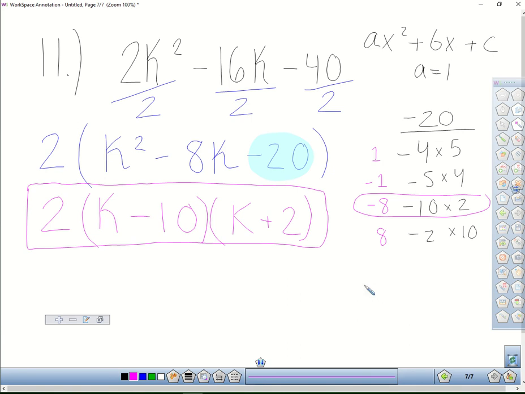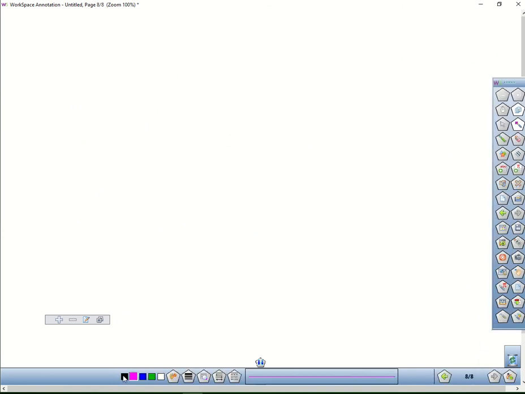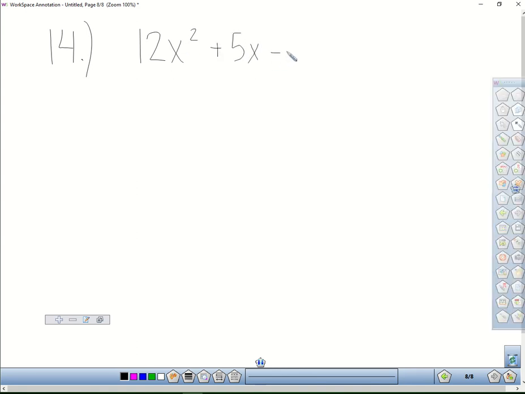Alright, so let's try one that isn't as straightforward. Let's try 14 on the back. So I'm looking at number 14, because we have to do something differently here. So first thing we do is check and see if we have a GCF. Do we have a GCF? No. We don't have a GCF because I can't divide each of these terms by the same thing and get a result. One of them is going to give me a fraction no matter what I do, except for 1, which isn't going to help us.